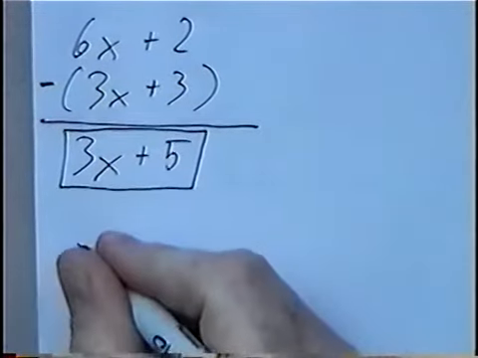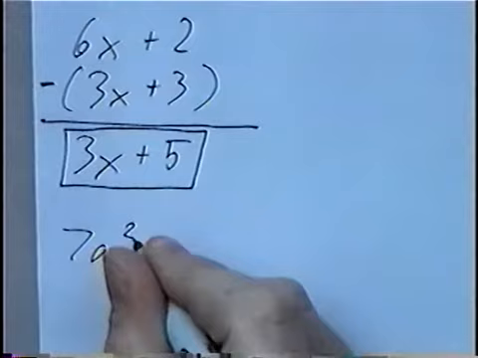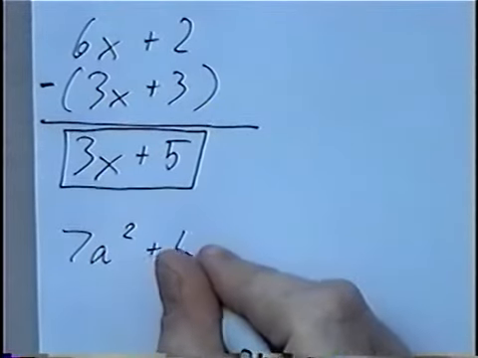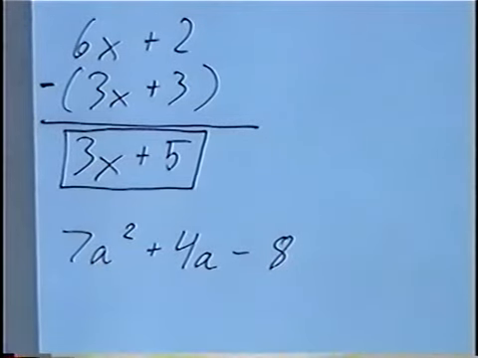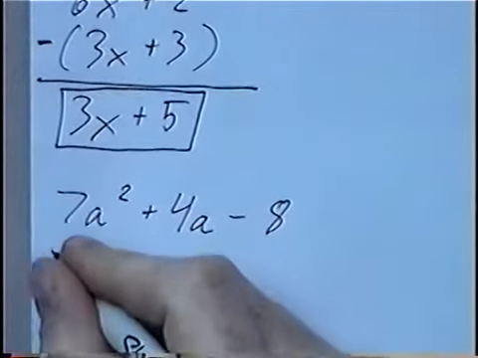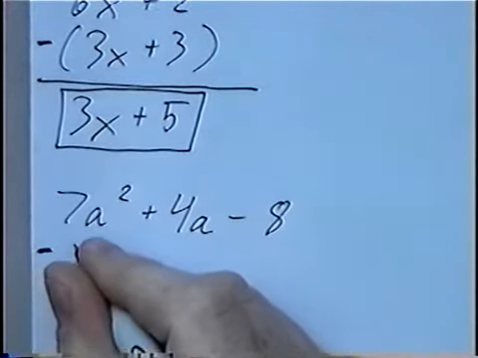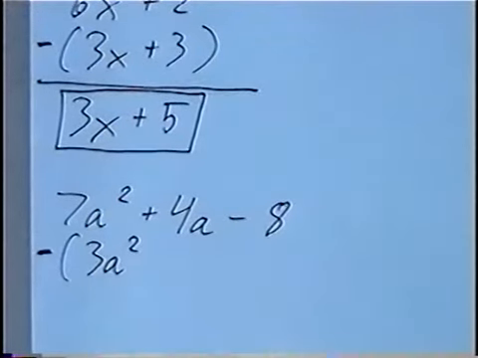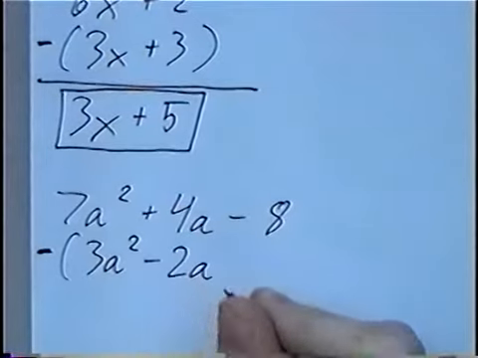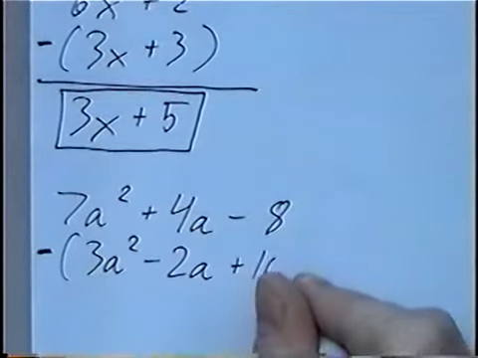Next question, 7a squared plus 4a minus 8. And underneath minus sign, and inside parentheses 3a squared minus 2a plus 10.